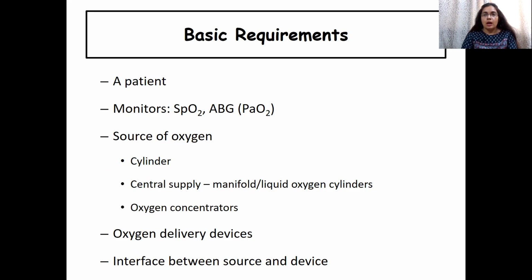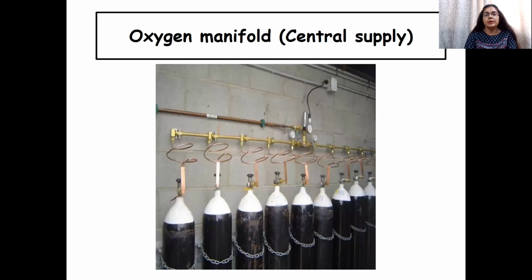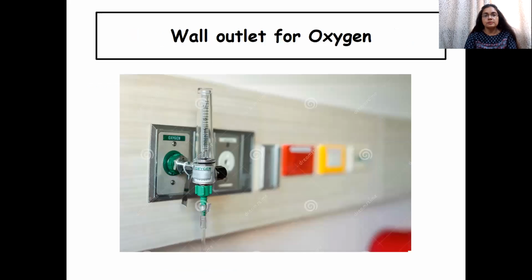Basic requirements include a patient, monitors like SpO2 and ABG as we already discussed, a source of oxygen, oxygen delivery devices, and an interface between source and delivery. So source can be an oxygen manifold, which is also known as the central supply. Here, a lot of cylinders are attached together, and through the oxygen gas pipeline, the oxygen is distributed to the different areas in the hospital.